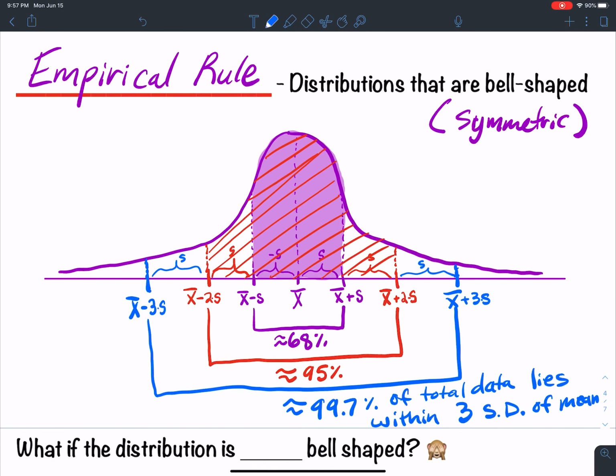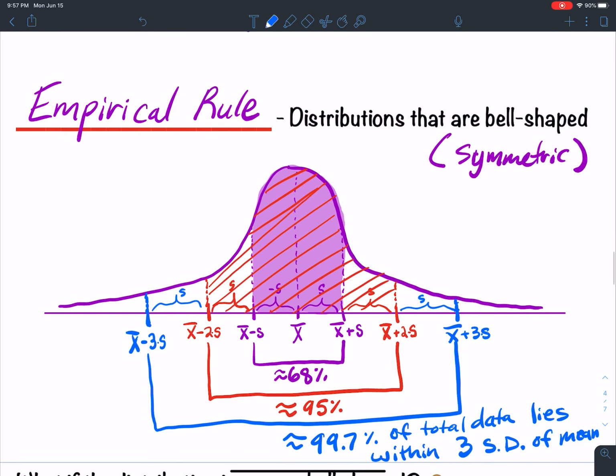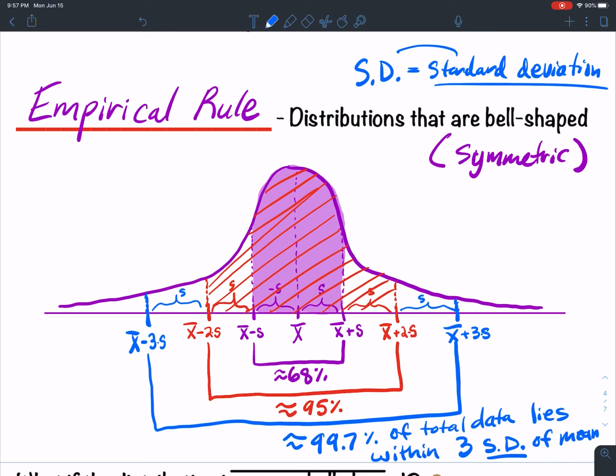Yes, I did a shorthand for standard deviation with SD. We write standard deviation so many times. Anytime I write SD, that's going to mean standard deviation. SD and standard deviation are the same thing.